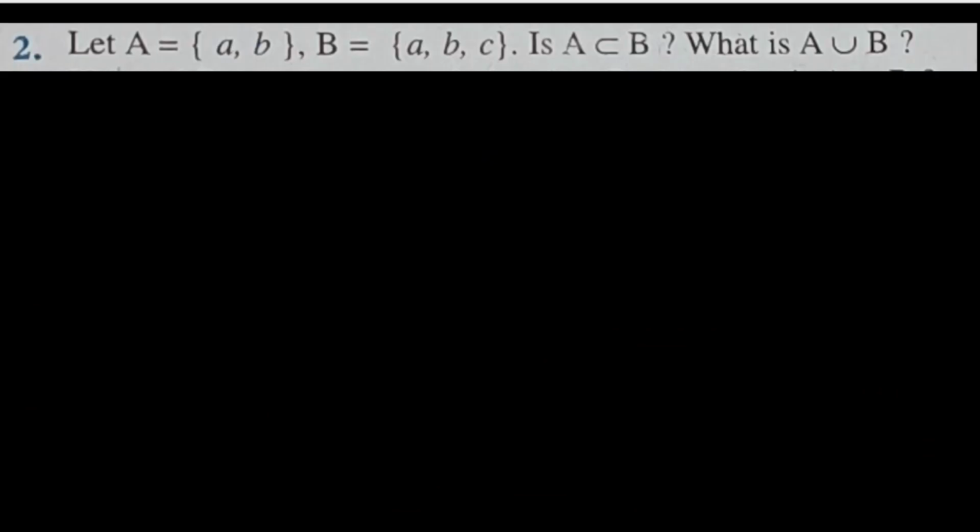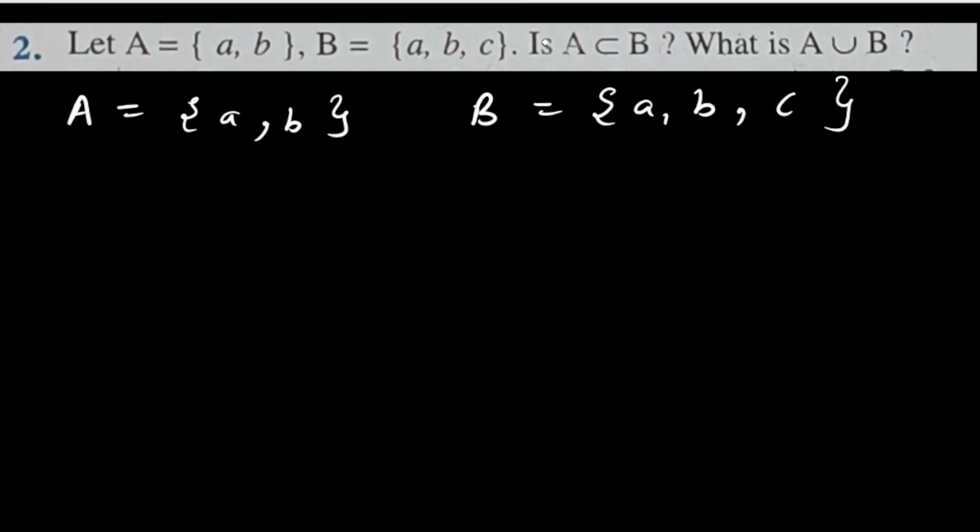Let's do the next question, question number 2. So A is given to us and set B is also given to us. I'll just rewrite: A is equal to {a, b} and B is equal to {a, b, c}. So the question is, is A a subset of B? I hope you remember the meaning of subset.